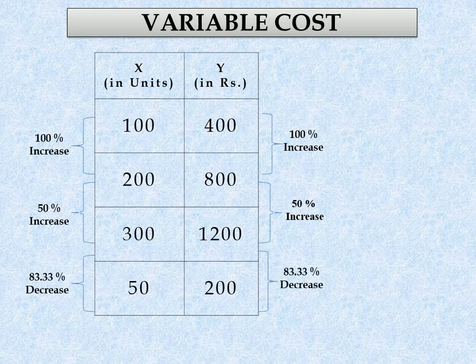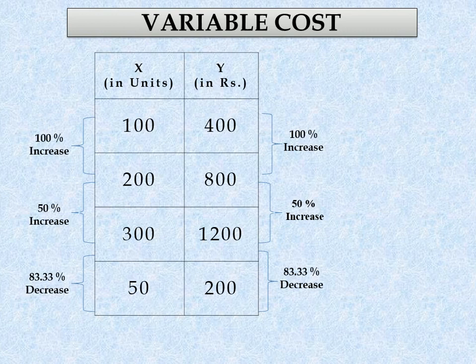So here we can understand that it is a kind of cost which varies exactly in the same proportion as the level of production. If production increases, it also increases. If production decreases, it also decreases. So it moves proportionately. If I define it in a better way, it moves exactly in the same proportionate way as the level of production moves.